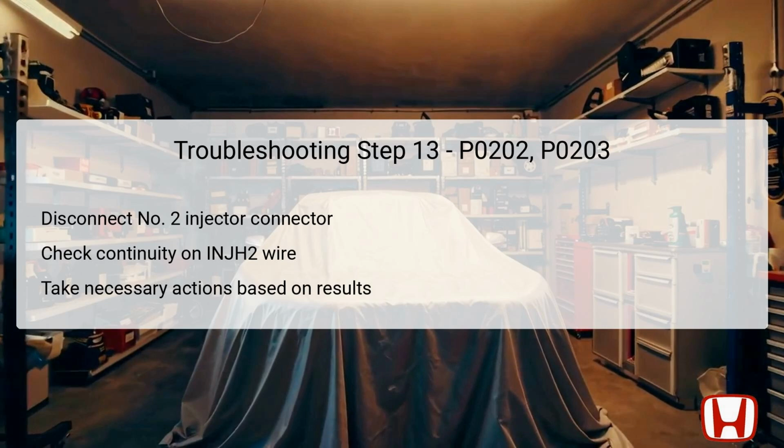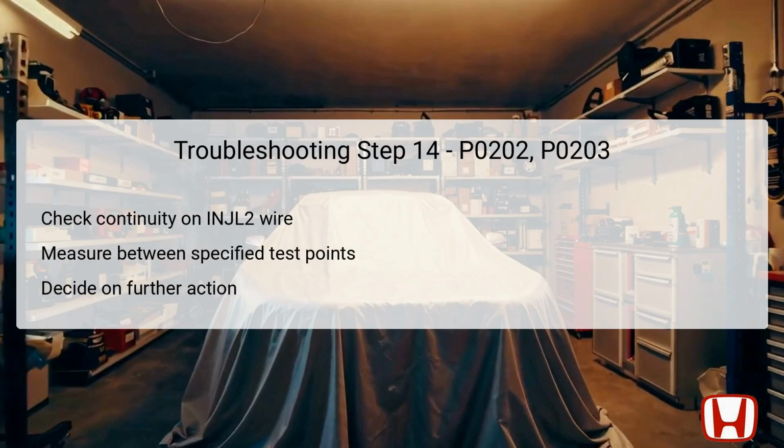If continuity is confirmed operational, proceed to step 14. Conversely, any issues here necessitate focused repairs to address the identified open circuit. Continue investigations by assessing continuity for the INJL2 wire with the relevant PCM connector disconnected from the system. Measurement between the number 2 injector connector's specified terminals allows confirmation of circuit functionality.